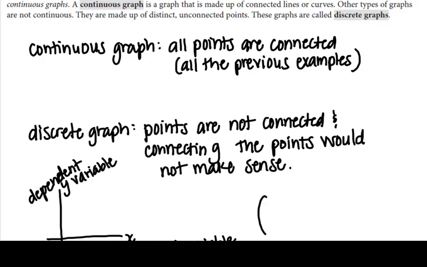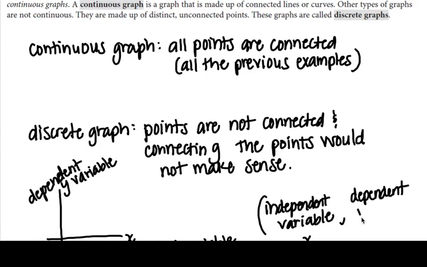So if I put that in an ordered pair, independent variable, which is your x, comma, your dependent variable, which is y.